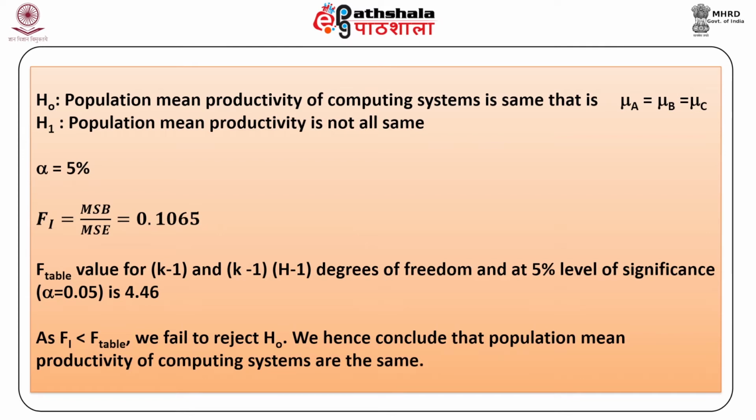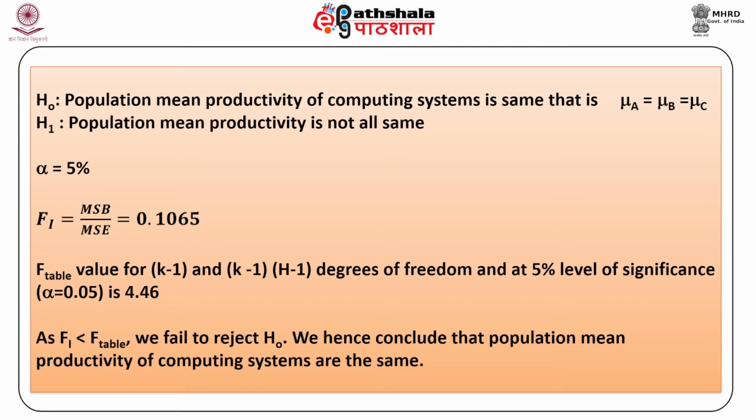Level of significance alpha we have selected is 5%. F1 is equal to MSB upon MSC, which is equal to 0.1065. Let's now calculate the tabulated value for k minus 1 and (k minus 1) into (h minus 1) degrees of freedom at 5%. Now this from the table you can see comes out to be equal to 4.46.